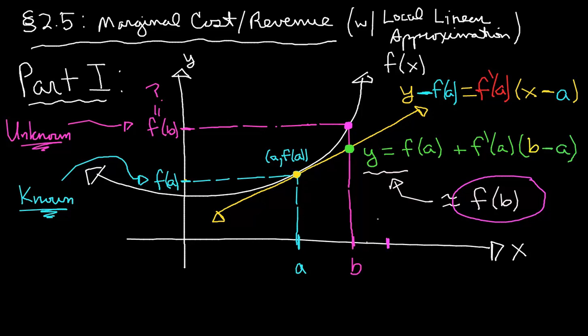But the point is, we're using this line to approximate values of the function f, which may not be a line. And this is how local linear approximation works.